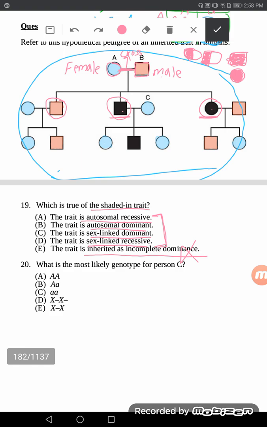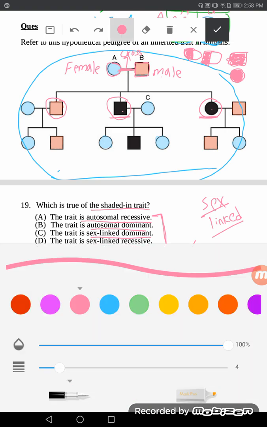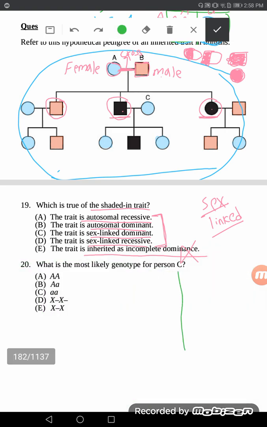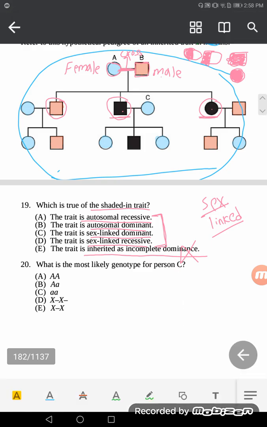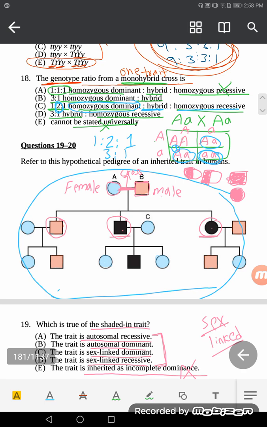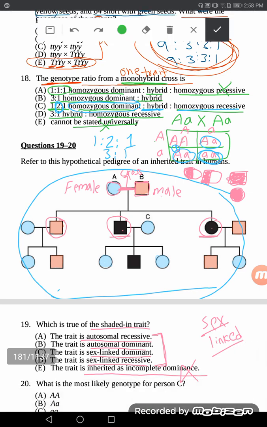So guys, from this chart we can find that the disease is not sex linked. It's not a sex linked disease. Let me change the color in order to show you. It's not sex linked. Why? Because here, as we can see, the female is infected. So the female is XX, which means both X's are infected.